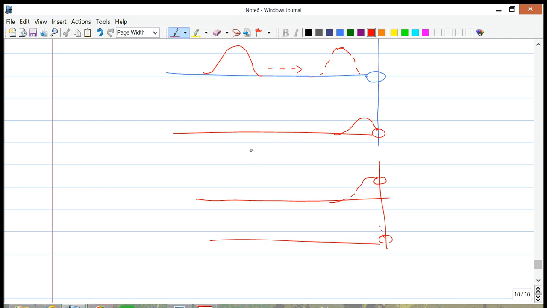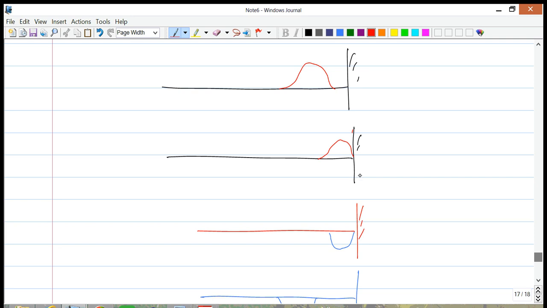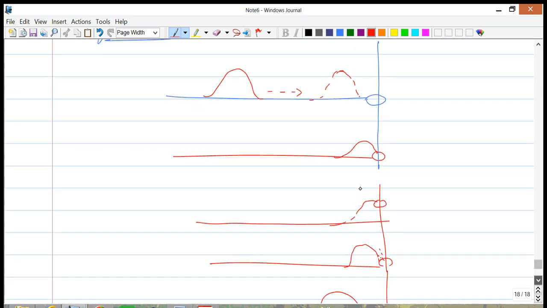So what's going to happen is there is going to be reflection at this wall. However, there will be no inversion. So at a free end, the wave will be reflected without inversion. But at a fixed end, it will be reflected along with an inversion. So these are the two things that you need to keep in mind.